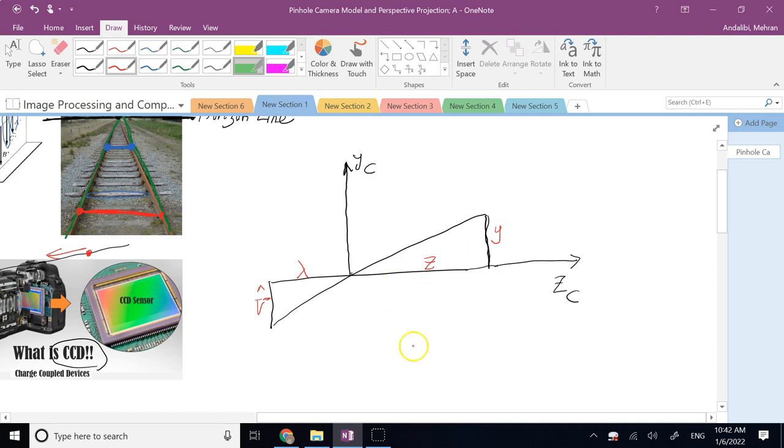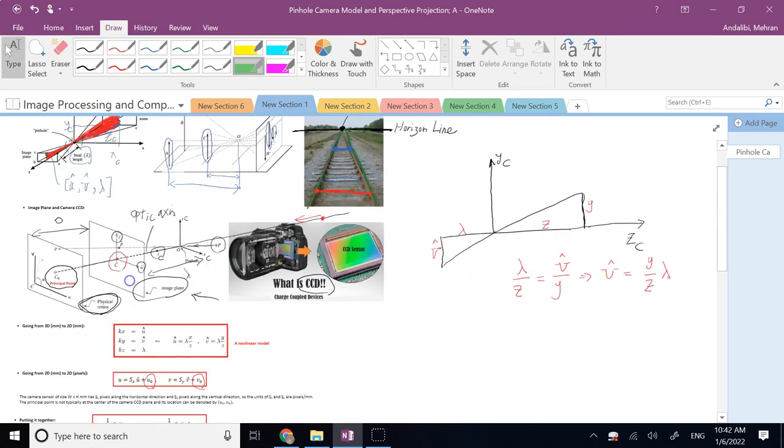Clearly from similarity, you see that what? You see that lambda over z is the same as v hat over y. So clearly v hat, or your vertical coordinate in the image plane, is going to be basically y over z times lambda.